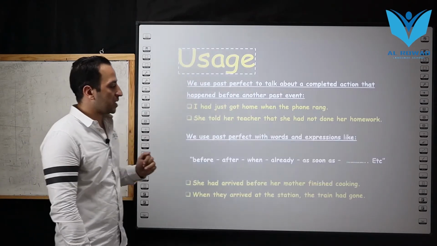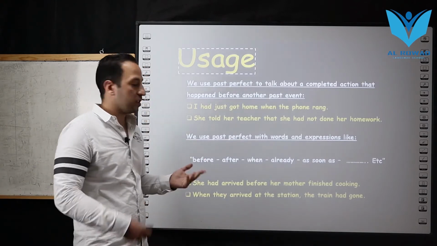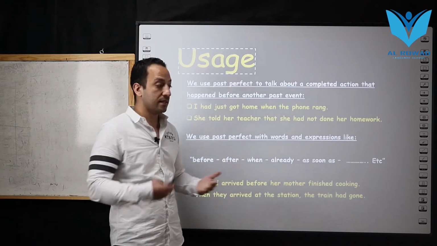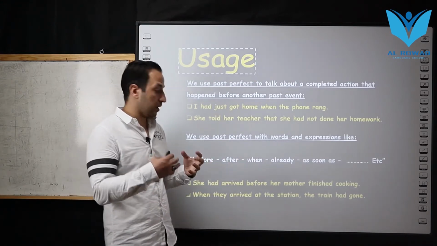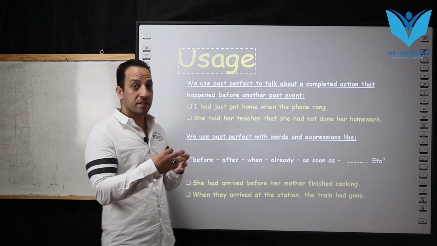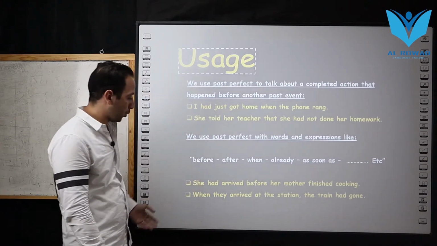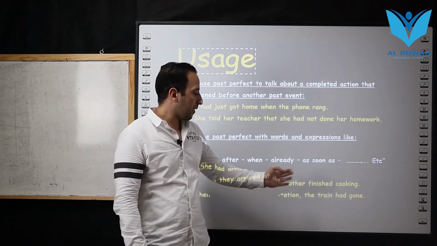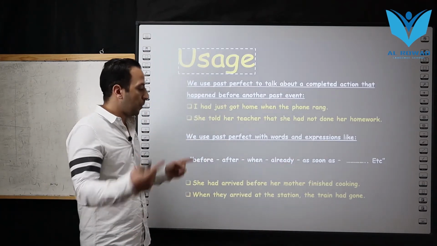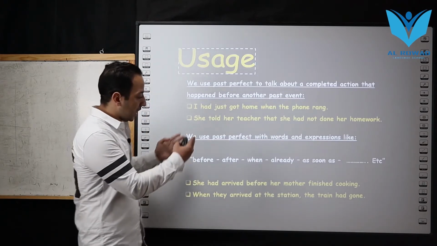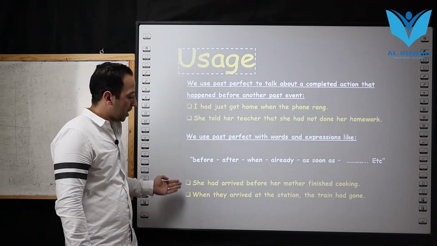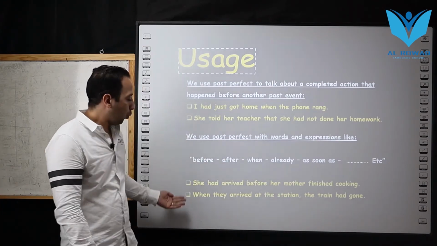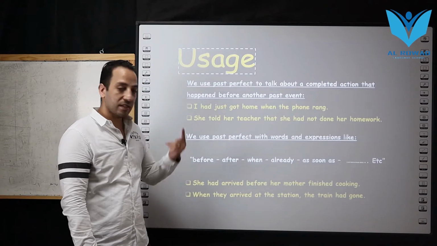Okay? We use past perfect with words and expressions like before, after, when, already, as soon as, etc. It comes as a conjunction to connect two sentences to make them just one sentence. For example, she had arrived. It's one sentence here. Her mother finished cooking. It's another sentence. To make these two sentences just one, you can use any of these conjunctions. For example, she had already arrived before her mother finished cooking. When they arrived at the station, this is a sentence.